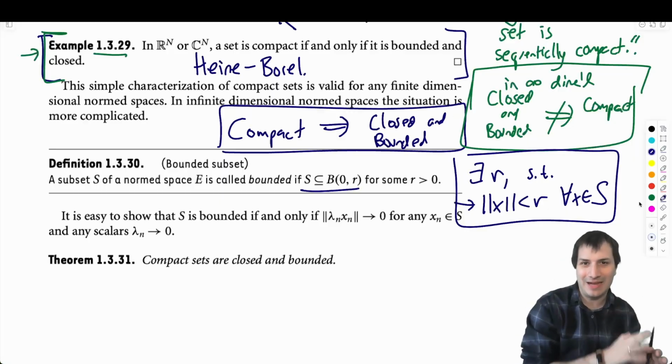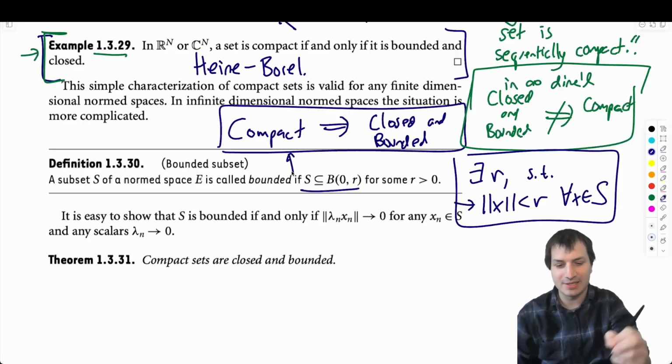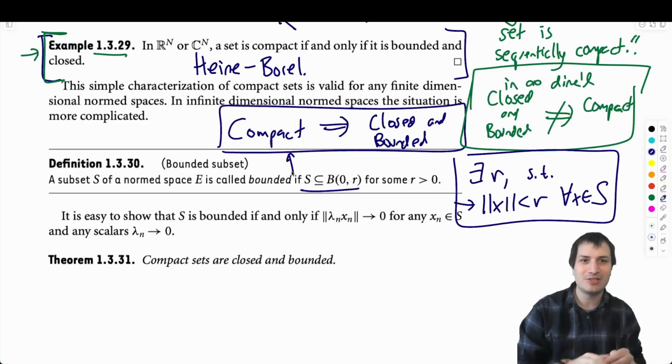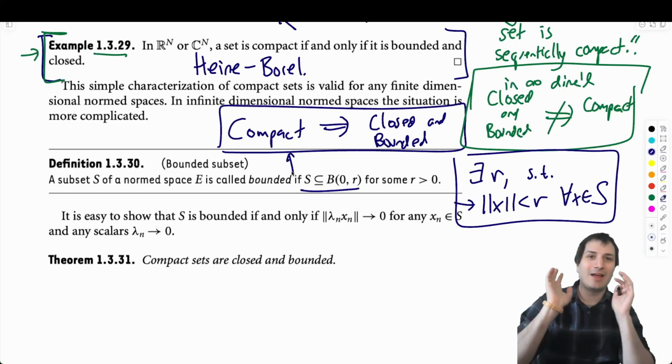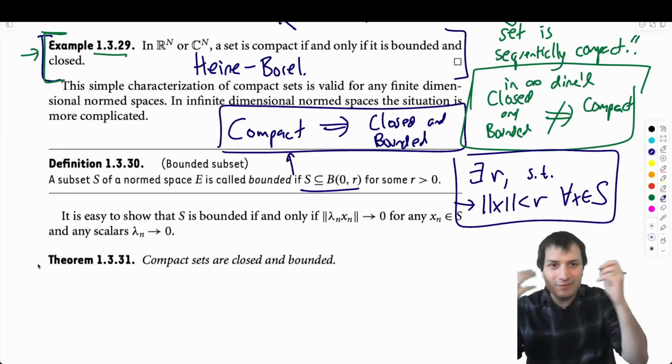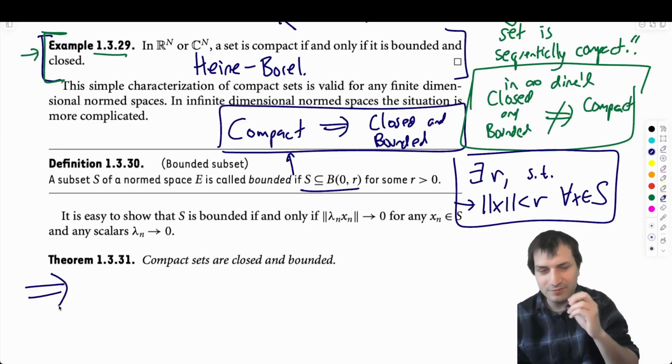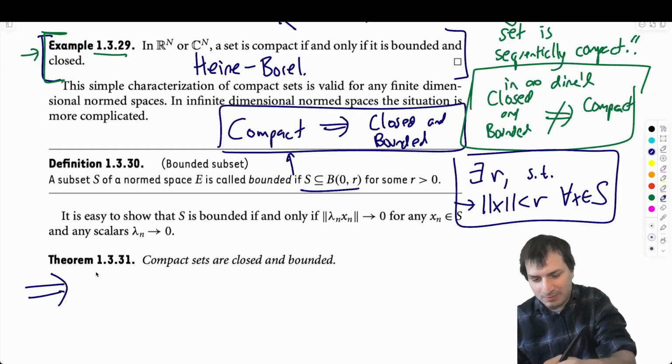Okay, so let's do the thing that I promised. We're going to prove that compact implies closed and bounded, and it really is two separate proofs. Compact implies closed, and compact implies bounded. Compact implies closed is quite easy given what we've already set up, so let's do that one. It's a good chance if you want to pause the video and try it yourself first. This one's not so hard, so let's do closed first.